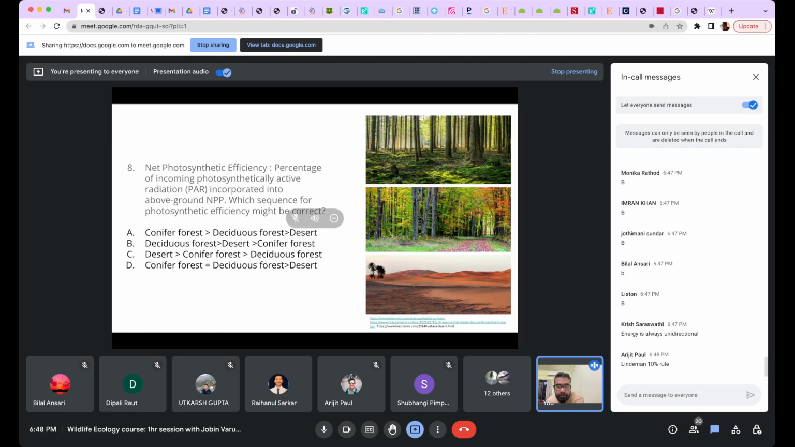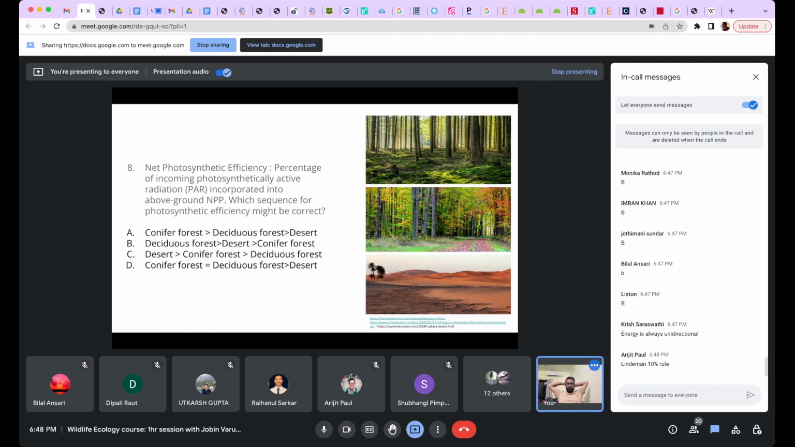So here we're talking about photosynthetic efficiency, which is the percentage of incoming photosynthetically active radiation incorporated into the above ground NPP, which is the net primary productivity. So what sequence for photosynthetic efficiency might be correct? Some of these questions are not very intuitive. If you know the answer, you know the answer. This is one of those questions. Not very intuitive. But go ahead.